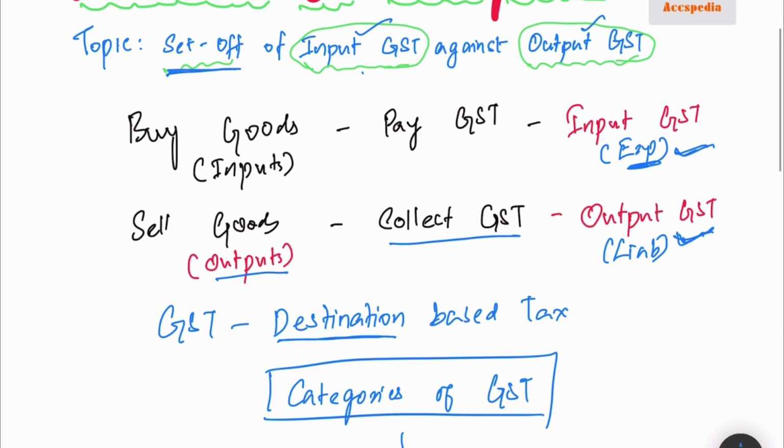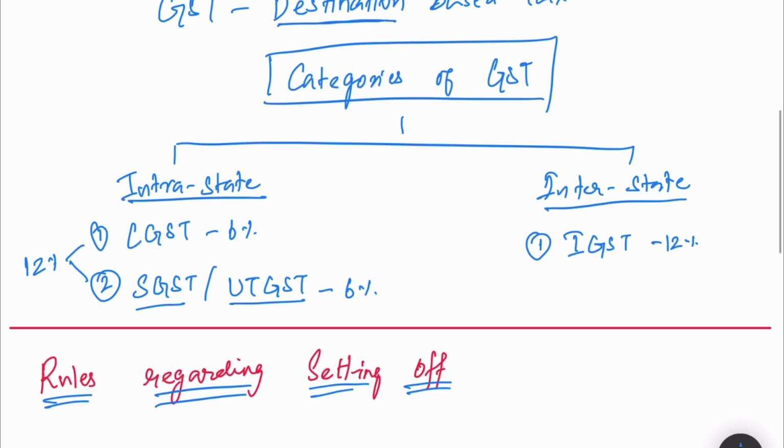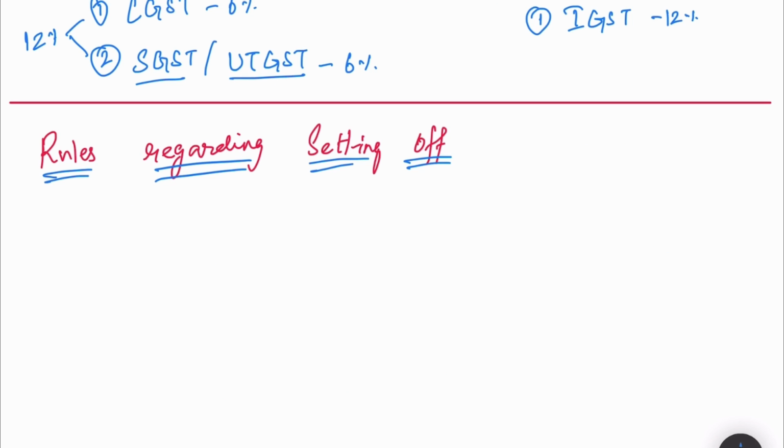Input GST is the tax that we have paid, that can be recovered from the tax that we have collected, that is the output GST. Okay, now in case of intrastate, we will have two accounts for both inputs and outputs: input CGST and output CGST, input SGST and output SGST. In case of interstate transaction, we will have only one account for both input and output, input IGST and output IGST. Now look at the rules.